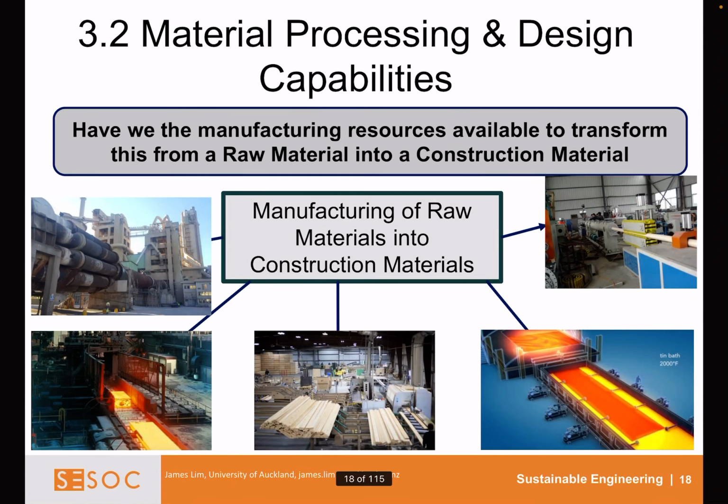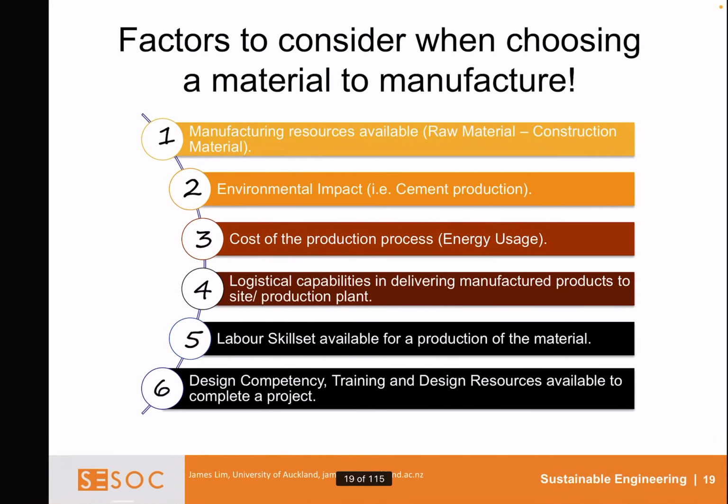Material processing and design capabilities. So this is the next stage of the life cycle assessment. Going round: A, cement production with the limestone extracted. B, steel production using the iron ore extracted. C, manufacturing of timber lengths using wood logs harvested. D, glass production using the limestone extracted. And finally, we have the production of PVC pipes using crude oil drilled from the earth.